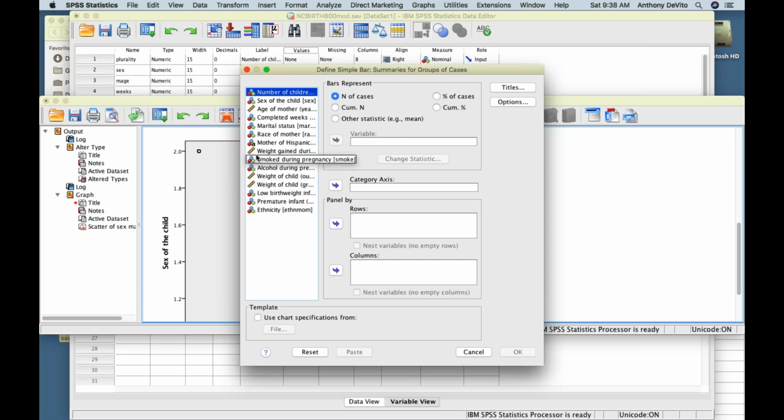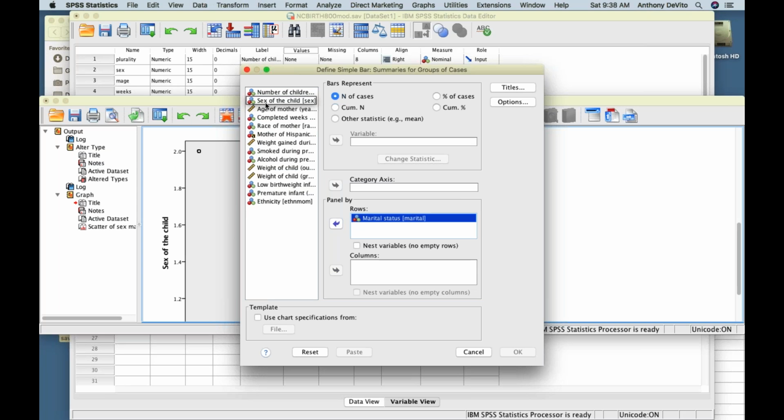Let's see, gender. Where is it? Marital status of mother. I'm going to put that into the category axis, the x-axis. I'm going to put the gender of the child into the... Actually, you could even use numerical variables here. Let's see what happens if I try and move that. Okay. Oh, I'm sorry. I moved this into the wrong section. The marital status into the rows.